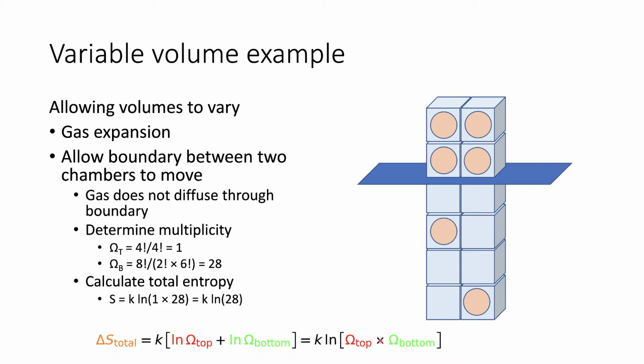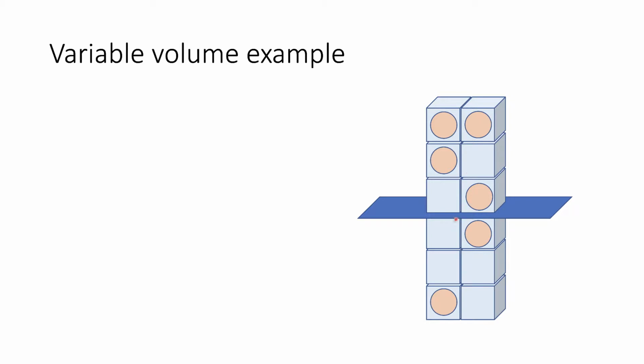Make sure that you're happy with how to manipulate logarithms because we'll reuse them a lot on this course. Okay. Let's allow the boundary to move down. The gas on top expands, pushing the gas on the bottom down. So that barrier moves down and the volumes are now equal between the 2 settings. So we have 6 lattice sites above and 6 lattice sites below.